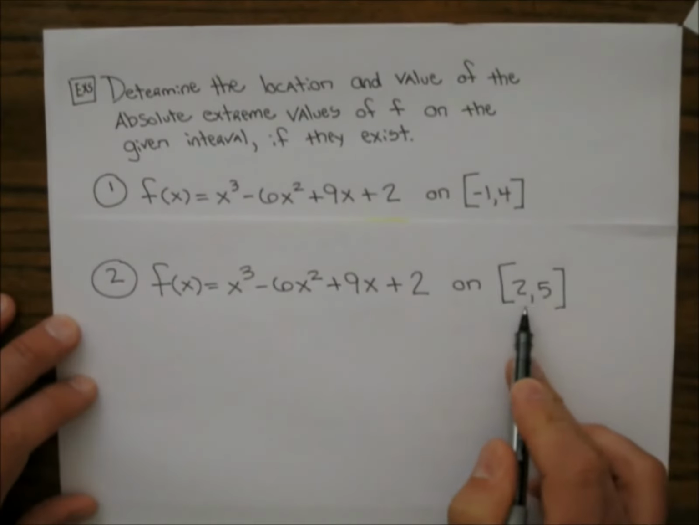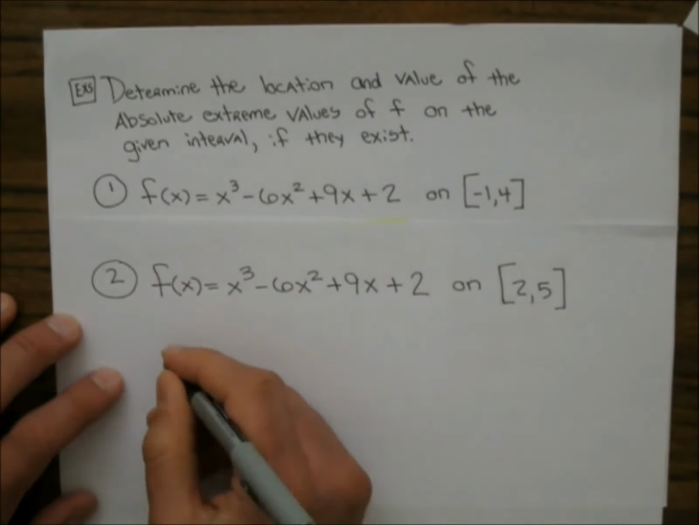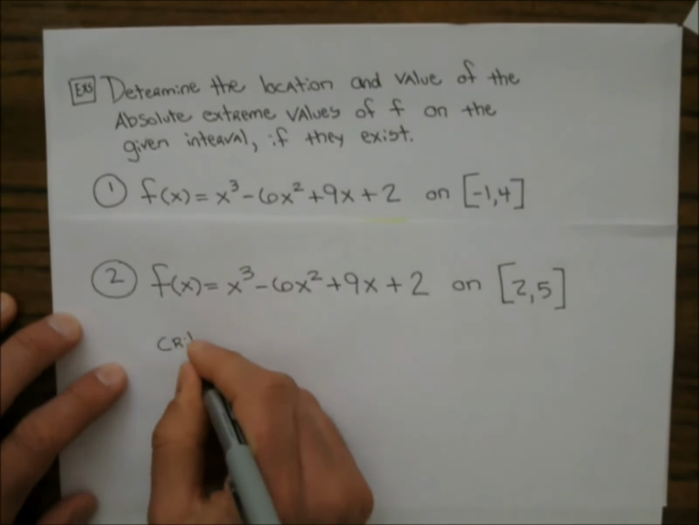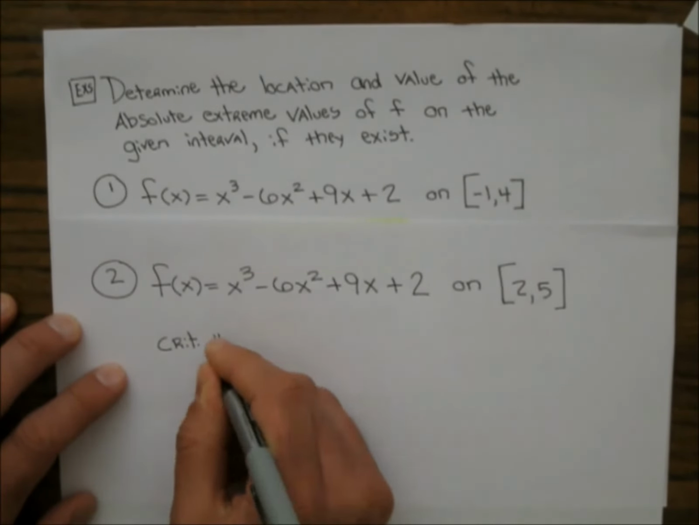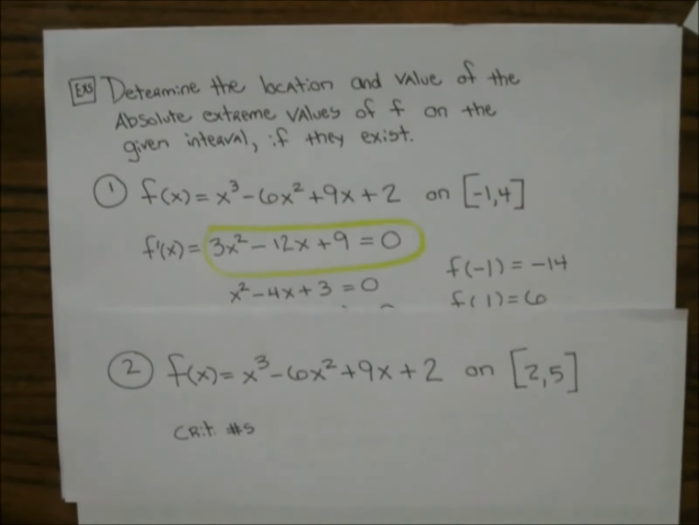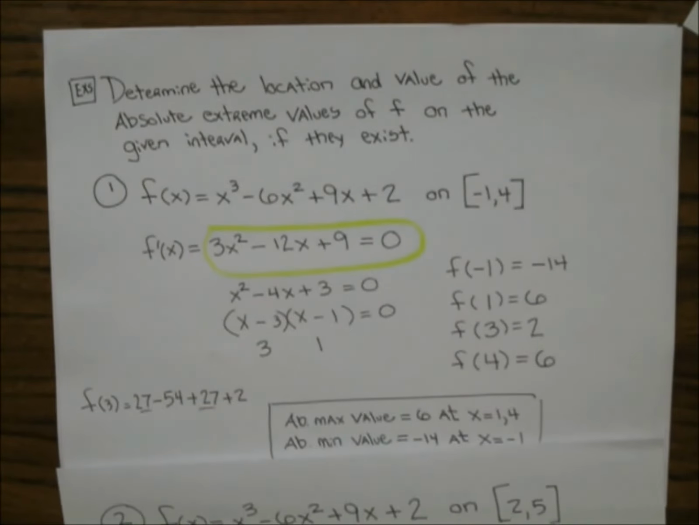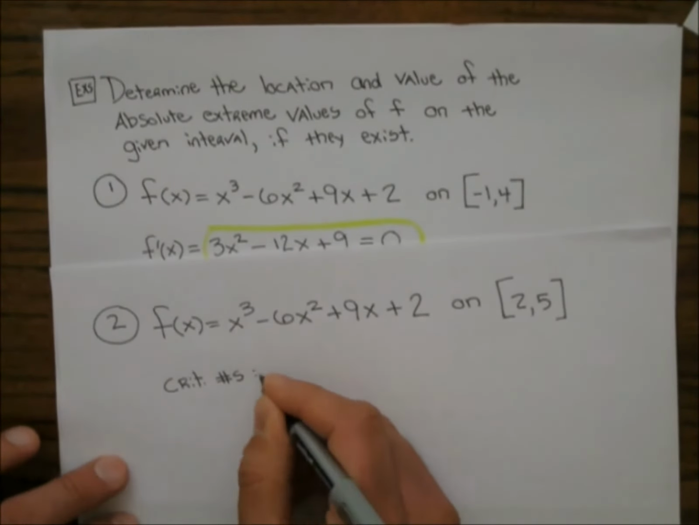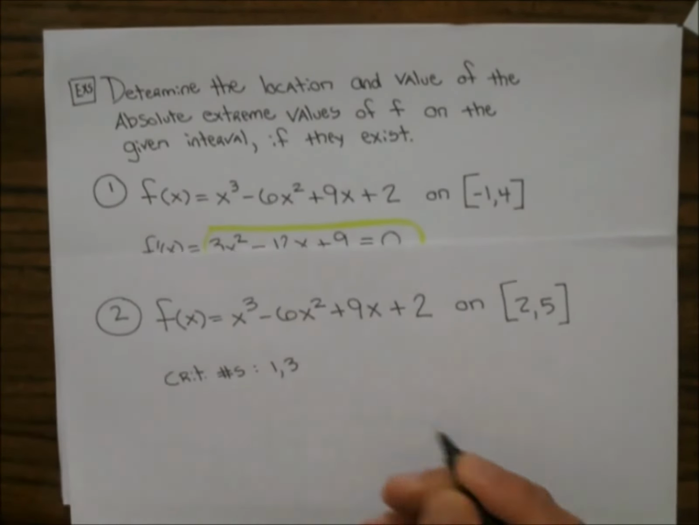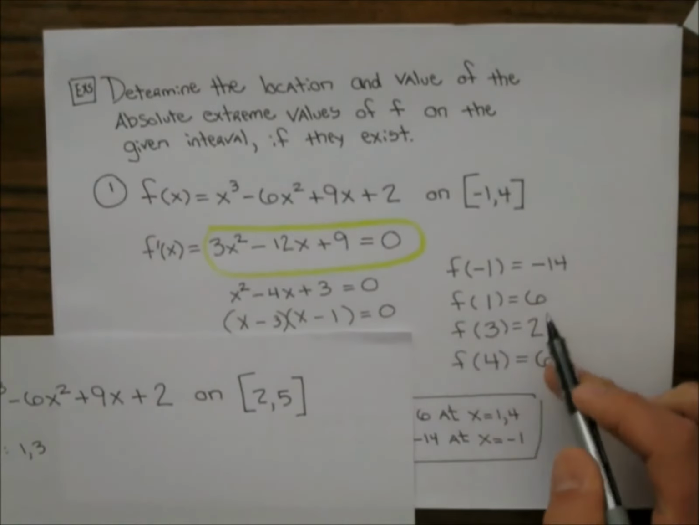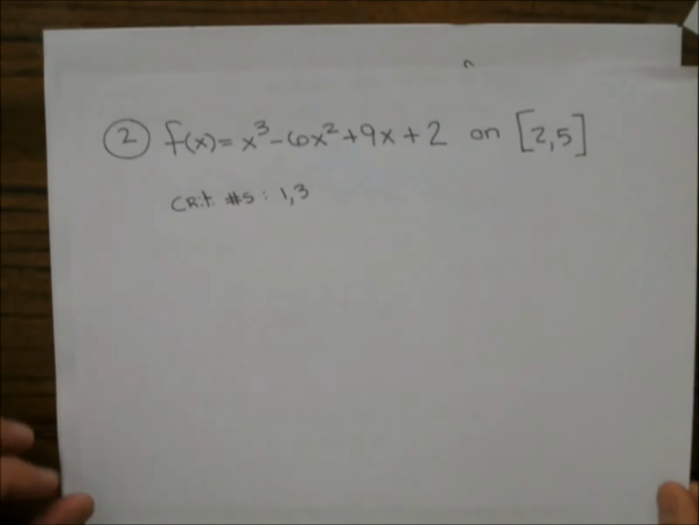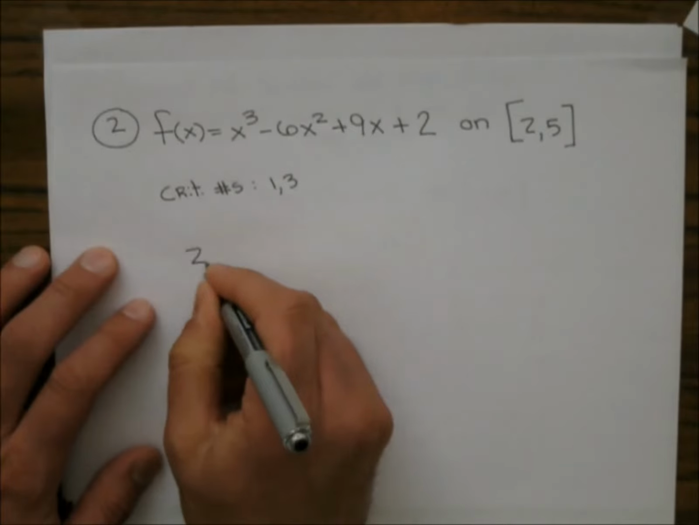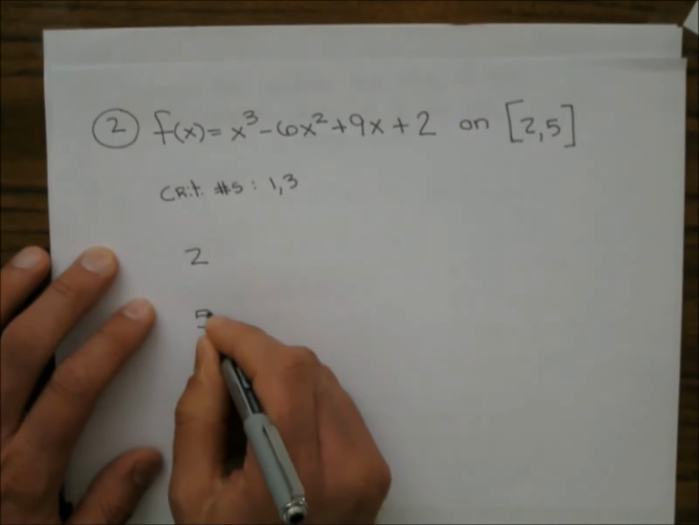So the only thing I've done was change the intervals. So I had some critical numbers, or your book calls them critical points, and they were where? They were 1 and 3. So what I'm going to do is kind of do the same thing I did here, where I write 2 and 5.